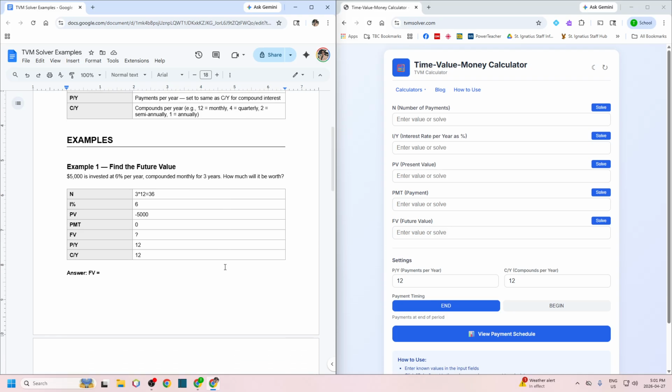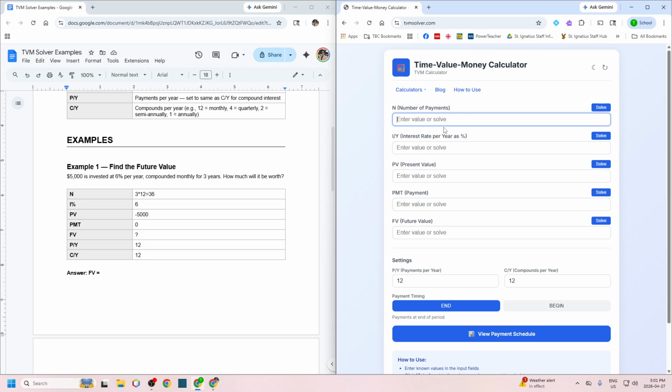Example one says find the future value. We've got $5,000 invested at 6% interest per year, compounded monthly for 3 years. How much would that be worth in the end? The way we're going to do this is I'm going to do the work over here, but I've got it written down over on this side. So I'm using tvmsolver.com to solve this question.